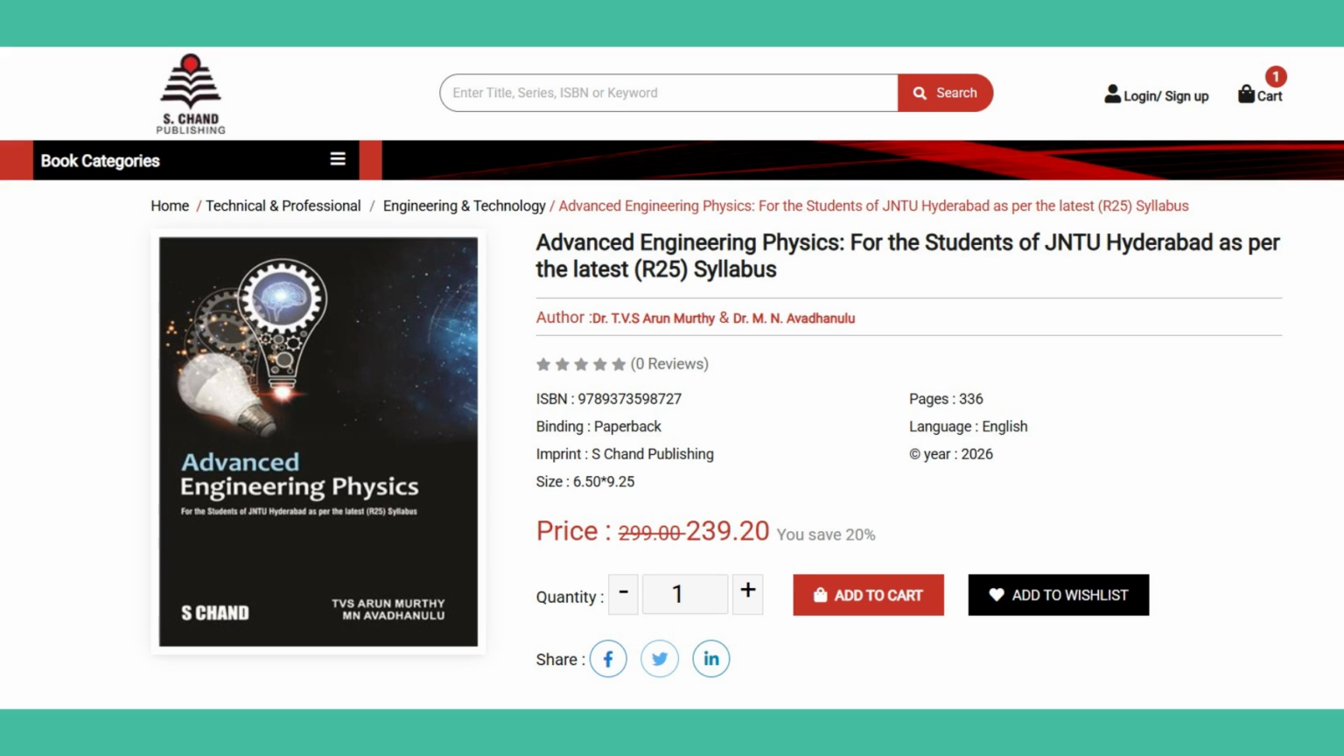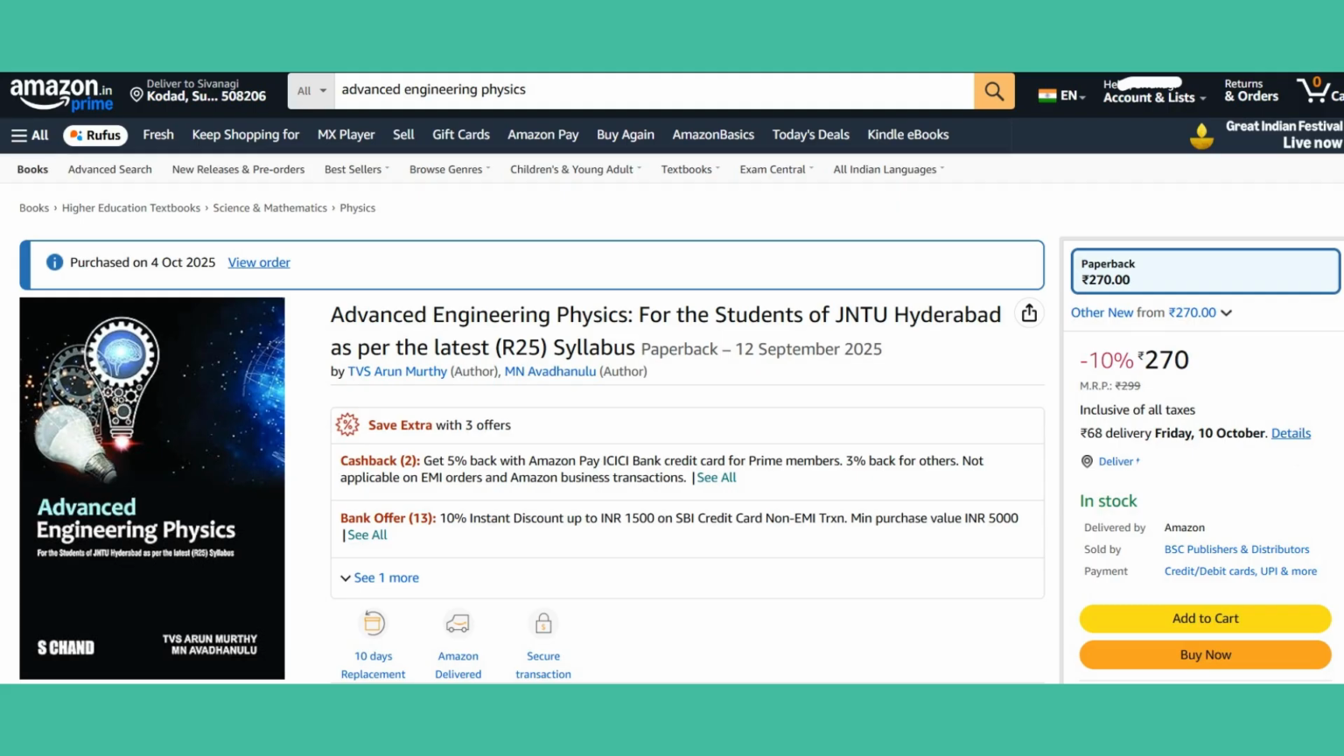But the people who are already using Amazon and very much interested, you can search there with the title Advanced Engineering Physics for students. We will get this, and the procedure is that you just click buy now, add your address and pay the concerned amount, and you will get it within 1 week.